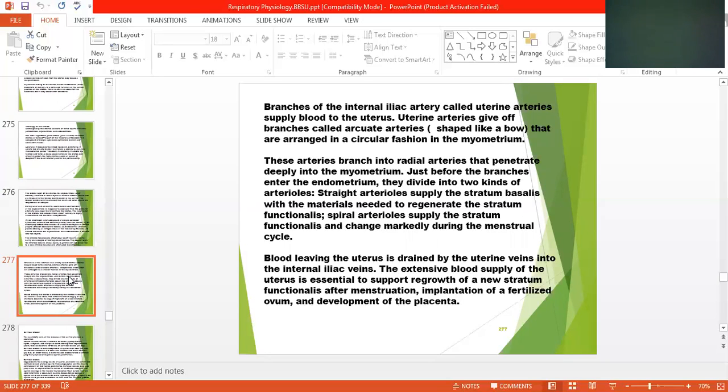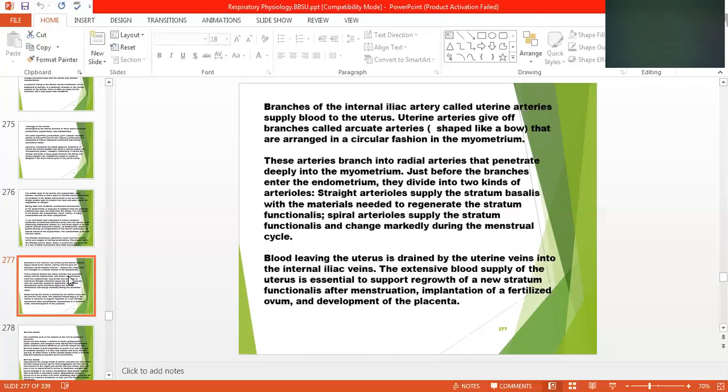Straight arterioles supply the stratum basalis with the material needed to regenerate the stratum functionalis. Spiral arterioles supply the stratum functionalis and change markedly during the menstrual cycle. Blood leaving the uterus is drained by the uterine vein into the internal iliac vein. The extensive blood supply of the uterus is essential to support regrowth of a new stratum functionalis. Means every month this layer will shed and come out in the menses and again it will regenerate.